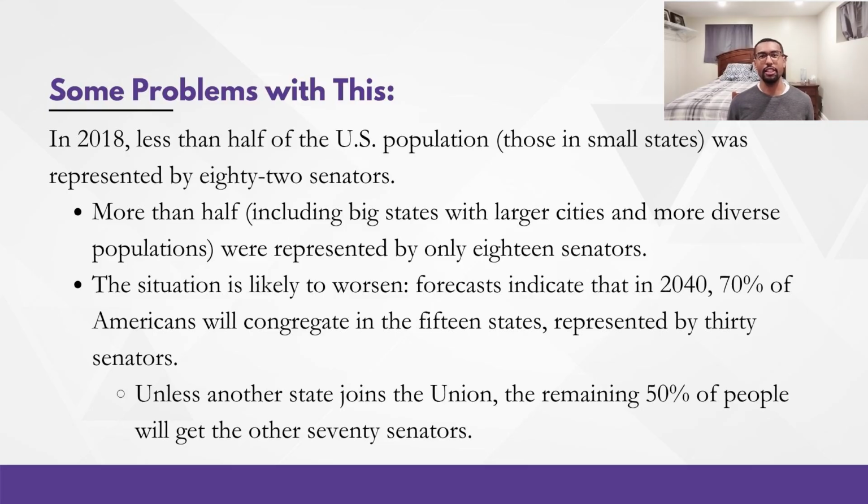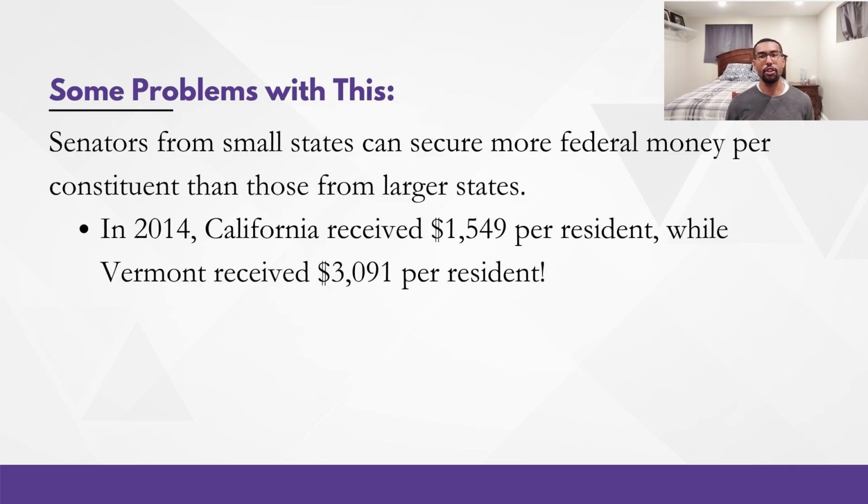The situation is likely to worsen. Forecasts indicate that in 2040, 70% of Americans will congregate in the 15 states represented by 30 senators. Unless another state joins the union, the remaining 30% of people will get the other 70 senators. Senators from small states can secure more federal funding per constituent than those from larger states. In 2014, California received $1,547 per resident, while Vermont received $3,091 per resident.